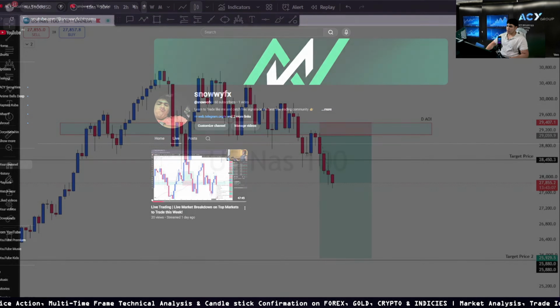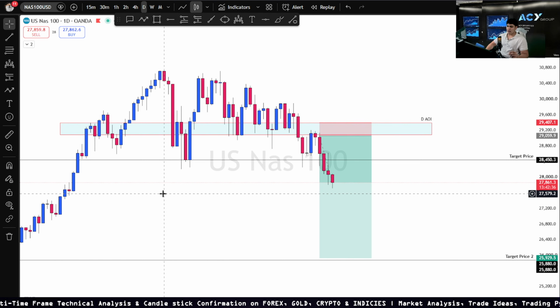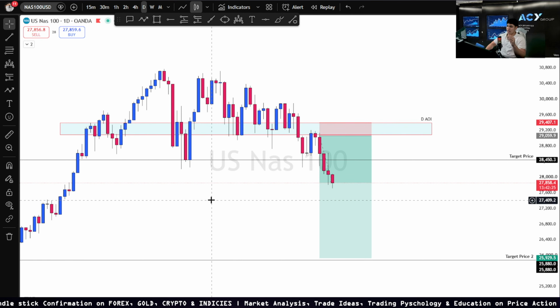Now, going back to our chart, as you can see here on NASDAQ, it is already having its massive push to the downside. I don't have any setups right now. I'm just showing you guys that it plays out like what I anticipated.